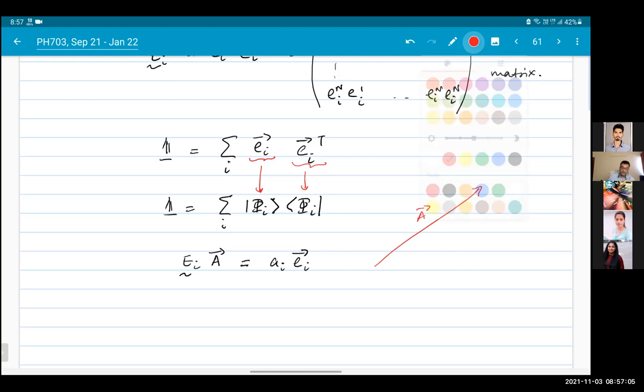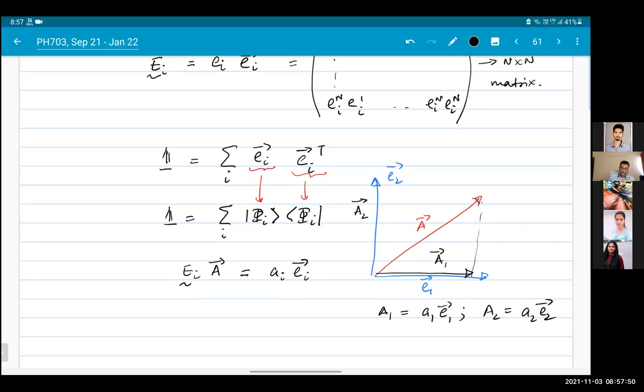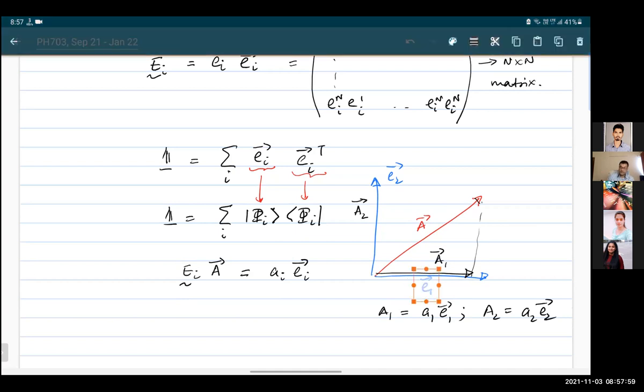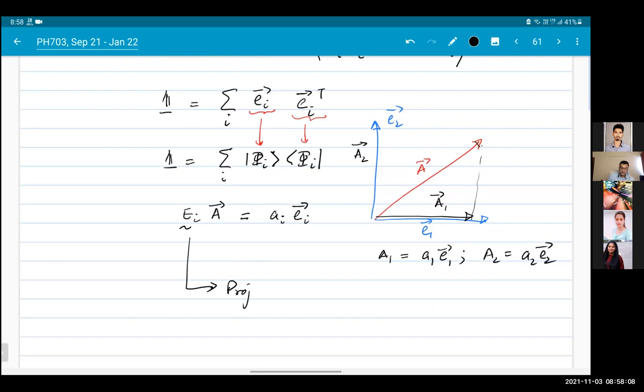Okay, so this is your vector A, and then you have some basis vectors, let's say e_1 and e_2 for simplicity. What does it mean to project a vector? To project a vector means to take this component. This is a_1. This is a_2. What is a_1? It's equal to e_1 transpose A, like this. So this is a projection matrix. It takes the vector A and projects it down to this other vector, which is along one given basis direction. And same thing for the other component. So that's why this is called a projection matrix.